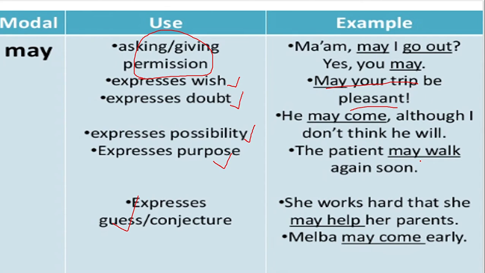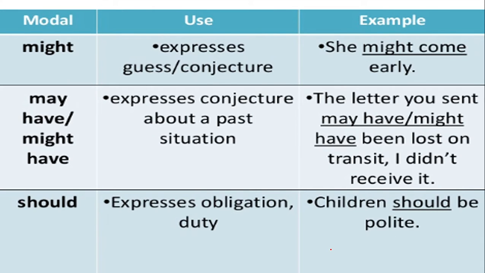The patient may walk again soon. That is possibility or purpose. And the guess: she works hard that she may help her parents. There is a guess that she may help. Okay, she is a subject or the person. She may come early. We are guessing that she may come early. Next is might.